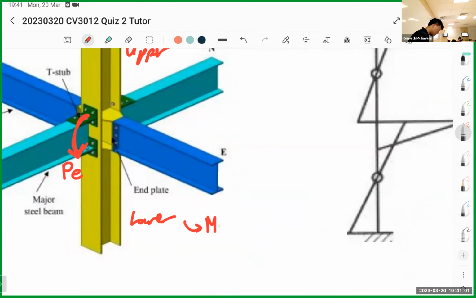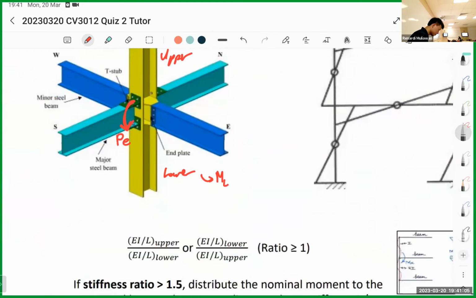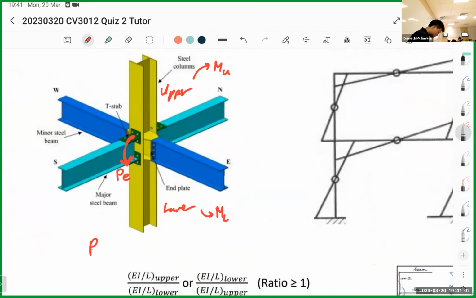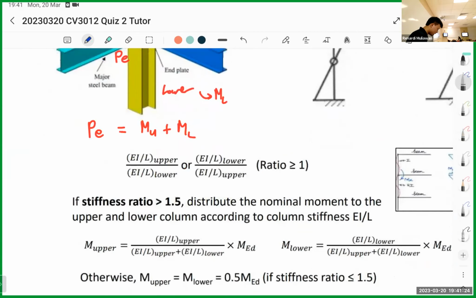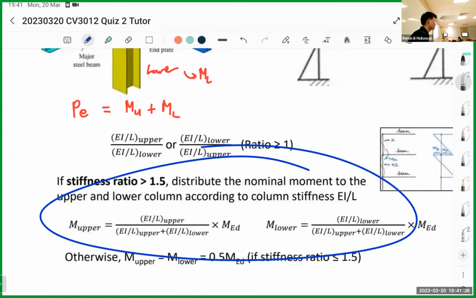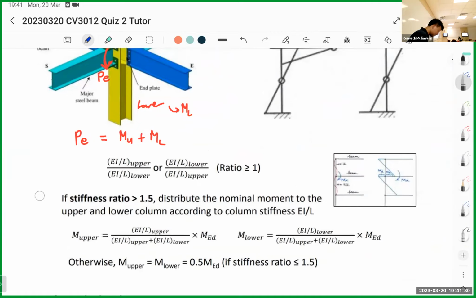Let me change ML and MU, upper and lower. So this eccentricity, the moment by eccentricity, P times E, is resisted by the upper and the lower column. But we don't know how much is upper and how much is lower, so it's actually split by the ratio of stiffness. Yeah, so we just need to follow this.